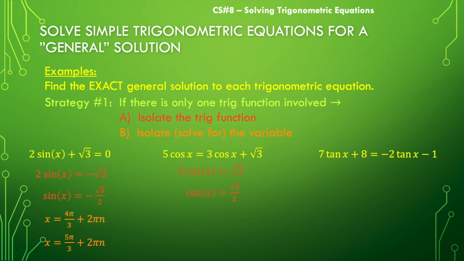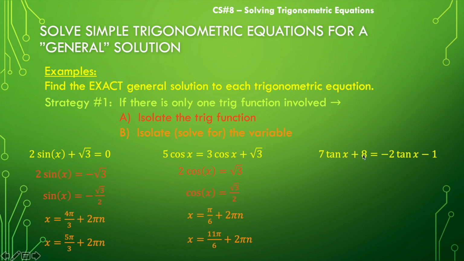And now let's isolate the variable, okay? So let's think about, on the unit circle, which angles have an x coordinate of the square root of 3 over 2. And we're thinking x coordinate because we are looking for cosine. All right, and so we can say that that will be pi over 6 and 11 pi over 6. So our solutions will be pi over 6 plus 2 pi n and 11 pi over 6 plus 2 pi n.